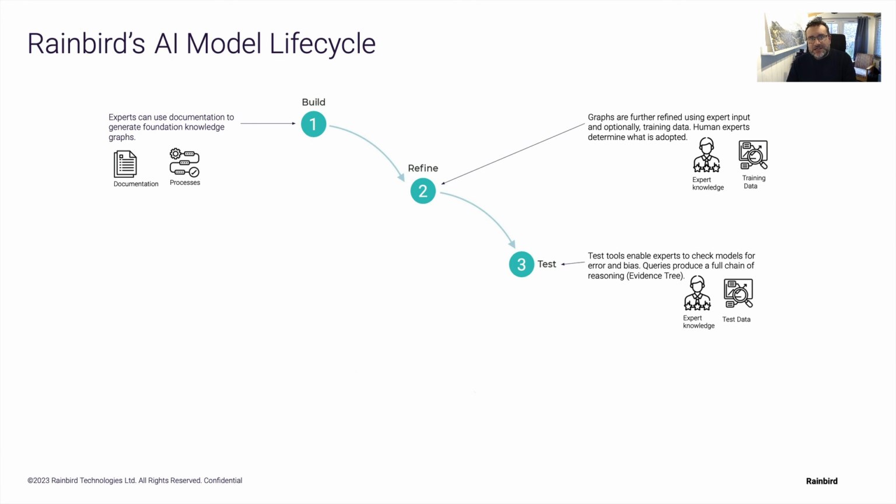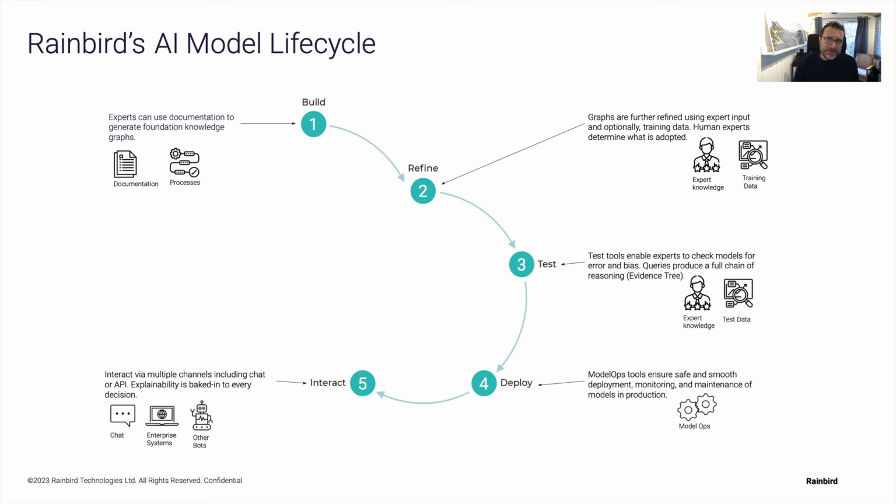As with any large enterprise piece of software, you would expect we have a big set of model ops tools that enable and ensure smooth and safe deployment of your models, so that you can monitor how well they're performing, collaborate with other authors, and control versions, and all of the things that you might expect from managing models in production. Now, once you've deployed these models, you're going to want the outside world to interact with them.